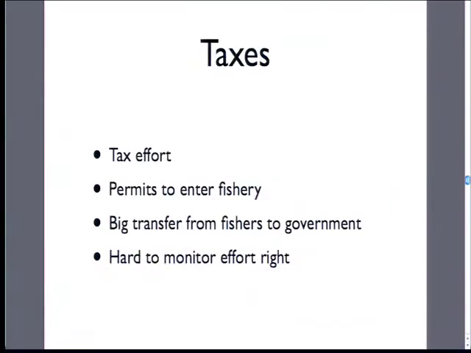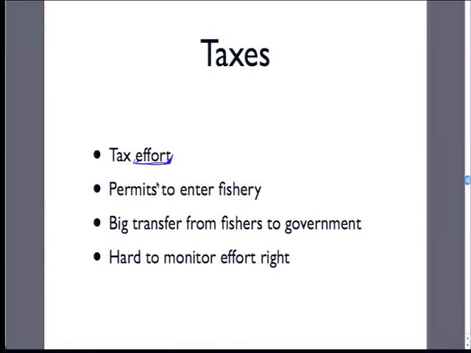There's taxing, how to increase costs through taxes. Taxing often means taxing the effort, not the catch. Making people buy permits to enter the fishery. So every boat needs a license. Every fisherman needs a license. There's fisheries like lobsters and crabs. Each trap needs to have a license. If you have 500 traps, you pay a tax per crab trap.